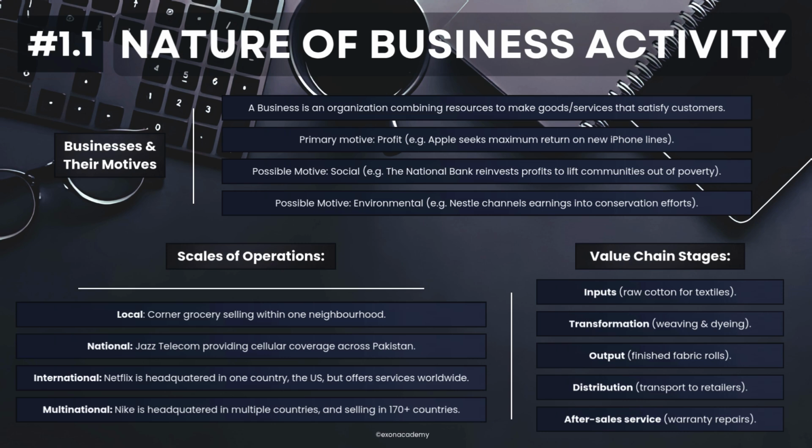Finally, think about the value chain. Raw materials come in as inputs, they are transformed, like cotton being woven, and then sent out as finished products to shops or customers. After that, good after sales service, such as honoring warranties, keeps people happy and coming back for more, encouraging repeat business.